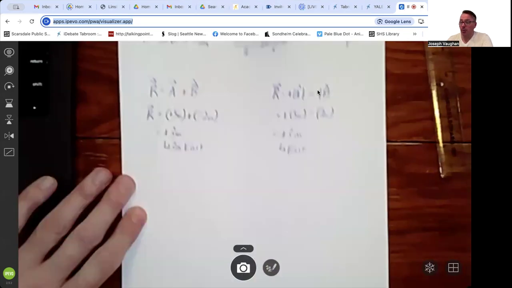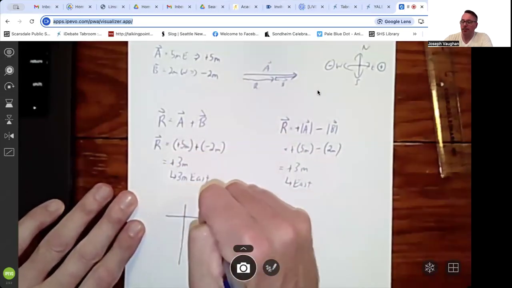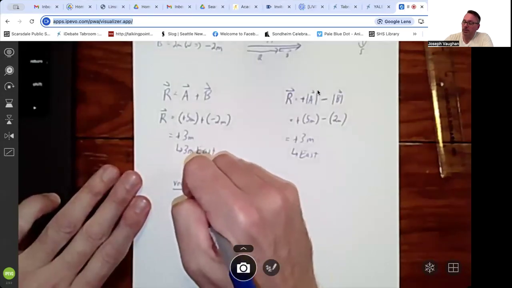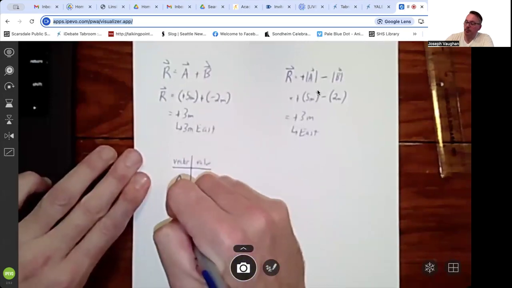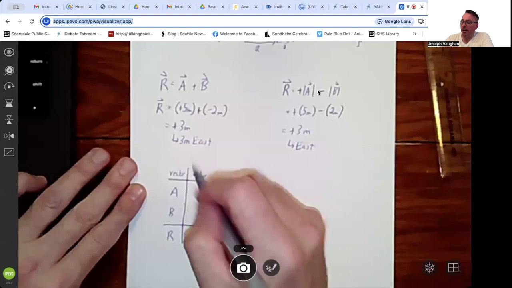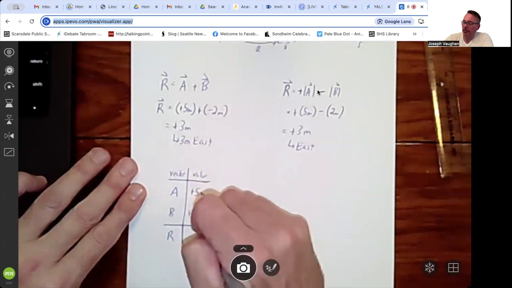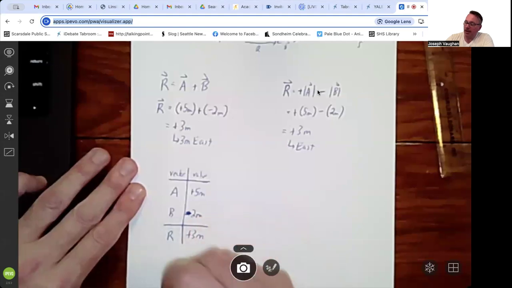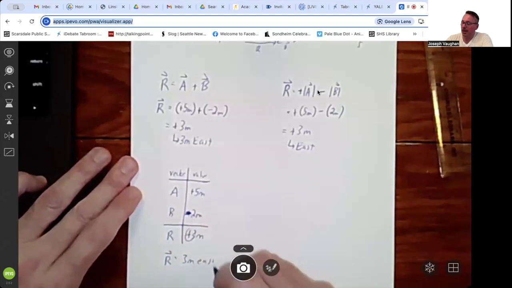So there's yet another third way that I can organize this. I can do this in table form, right? Here I'm going to have the vector, and here I'm going to have the value. So I'm going to have A, B, and then R. And I ask, well, what is the value of A here? Well, it's positive 5 meters, B is minus 2 meters, or R is positive 3 meters. And therefore R is 3 meters east, because that's what that positive sign means.